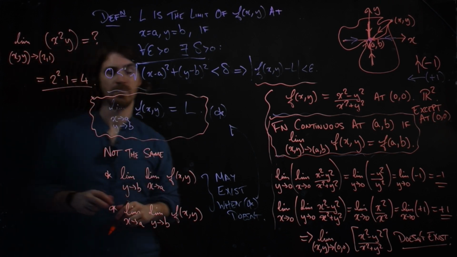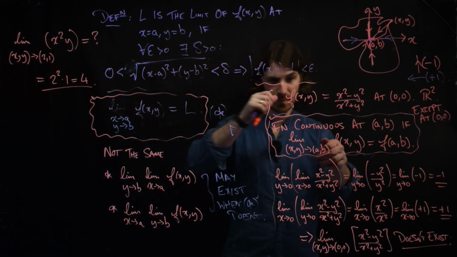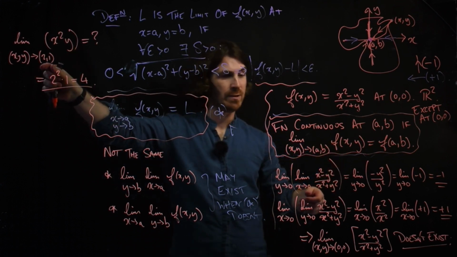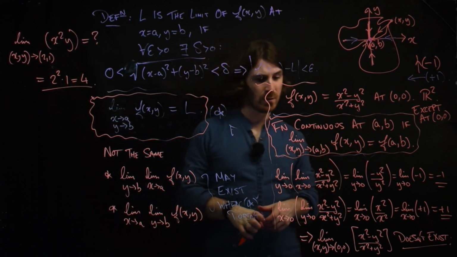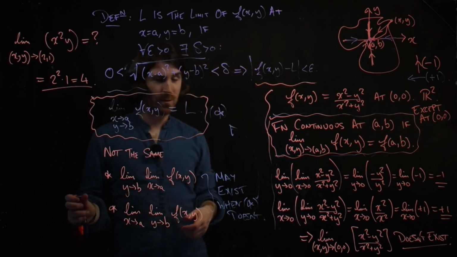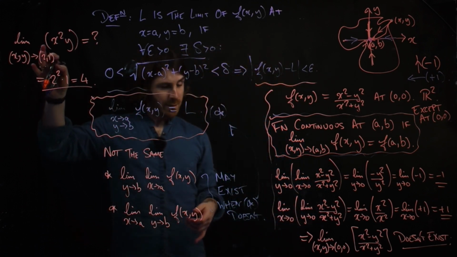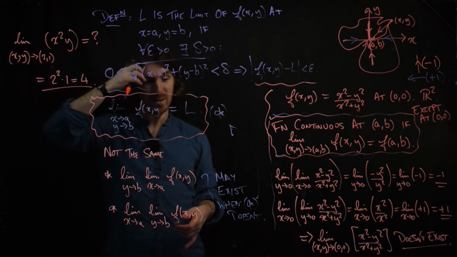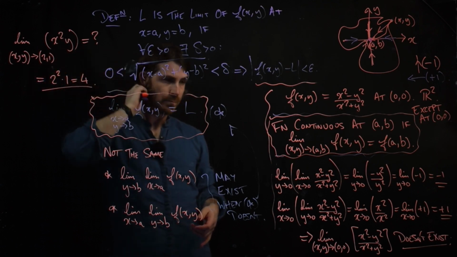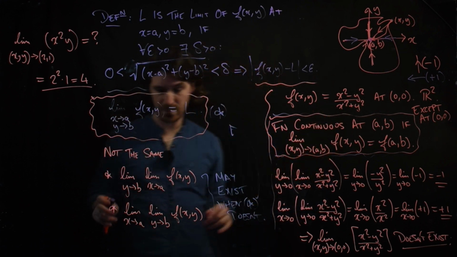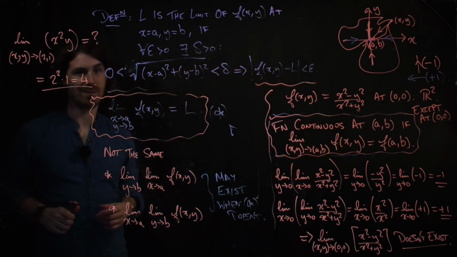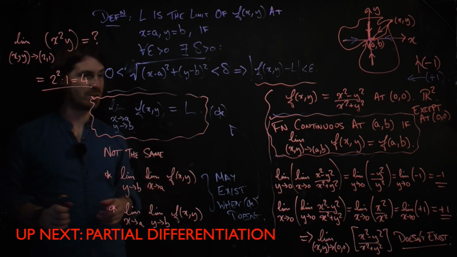So if you've got a polynomial or something that's continuous, then you just plug in the point a, b. If you've got a 0 on the bottom, or your function is indeterminate when you take the limit, then you have to think a bit harder. But let's not linger. Let's move on to something more interesting. So partial differentiation is coming next.